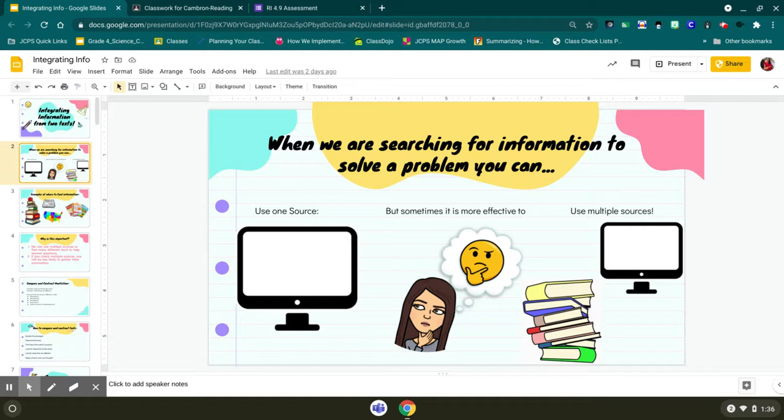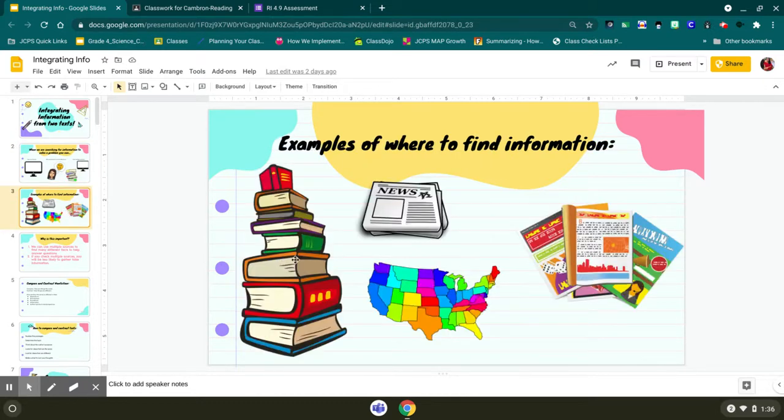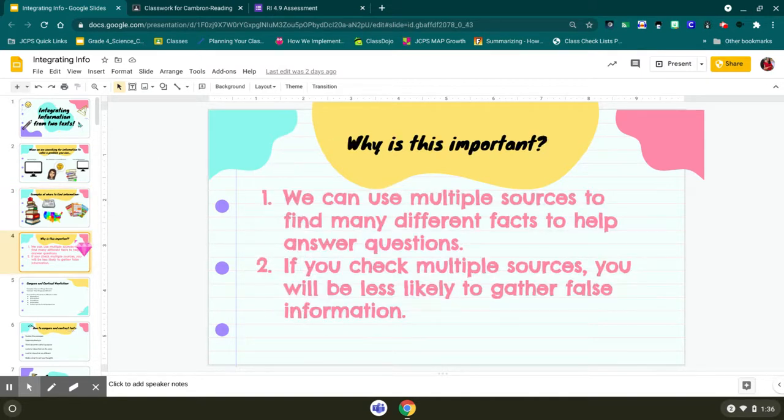So to use an article in a book or an article online or something in a newspaper. And we talked about examples of where to find this information would be in a book or a textbook, a newspaper article, sometimes a map, a diagram, a picture, or even a magazine article. And we said that when we use multiple sources to find different facts, we're going to answer a whole lot of questions versus just answering one question.